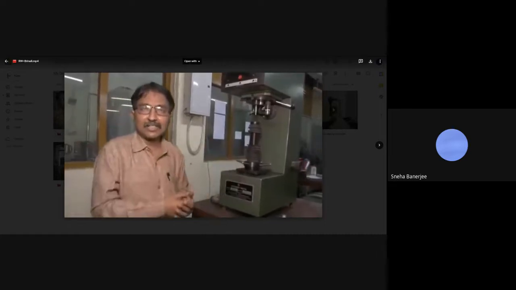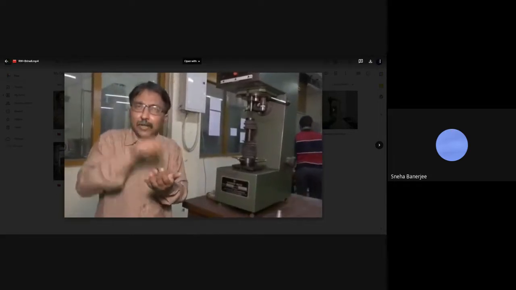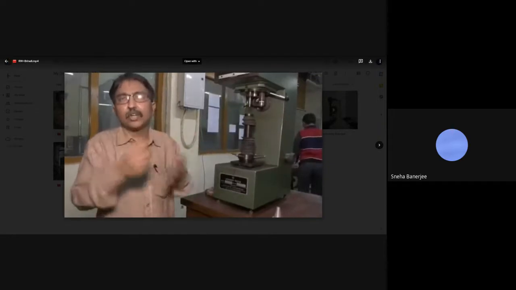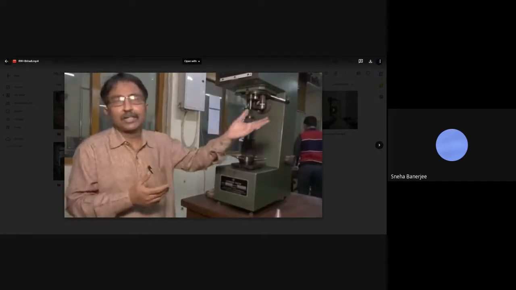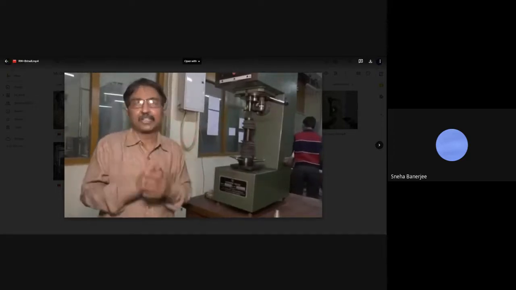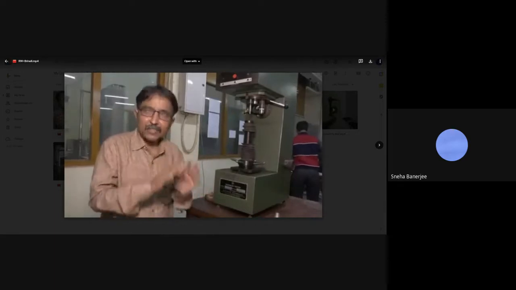Similarly, for micro hardness testing, we can get the very, very localized response of a material, on the order of its grain size, from a micro hardness tester. For macro hardness testing, it's not possible. It's more or less an average type of response from the surface of the material. Hardness is a surface property.